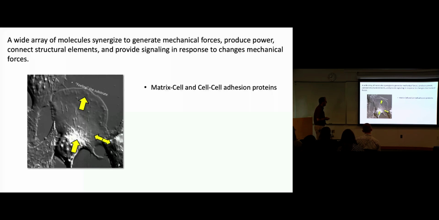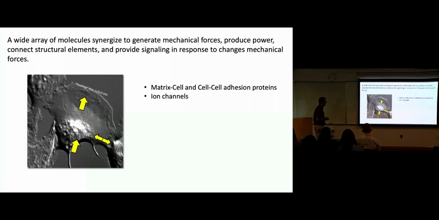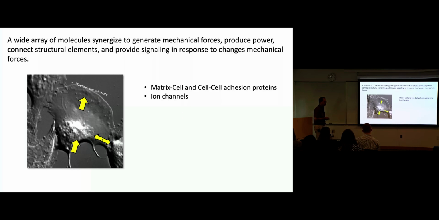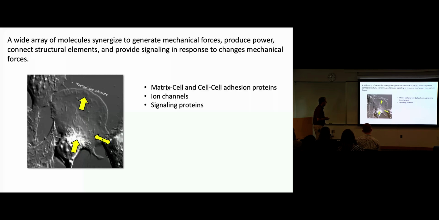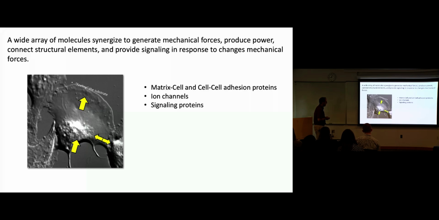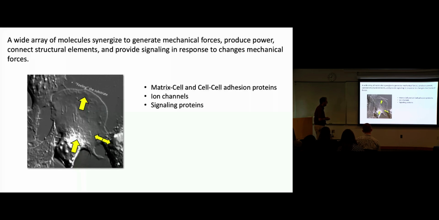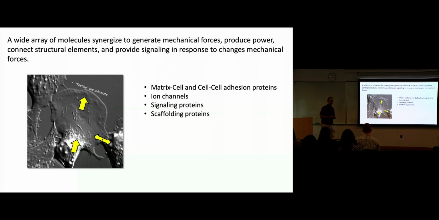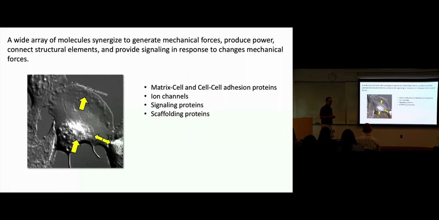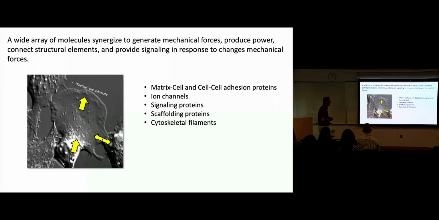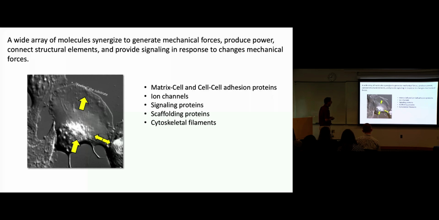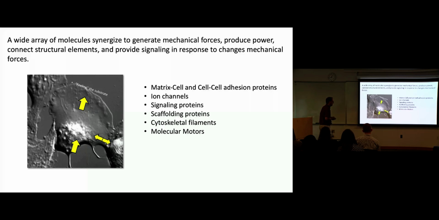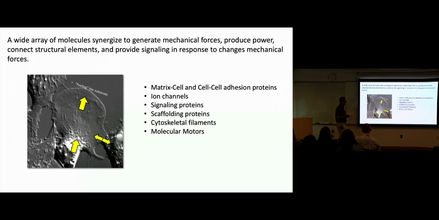And they include the matrix cell and cell-cell adhesion proteins, ion channels, and you're going to hear a lot about ion channels in the recorded lecture after mine. I'm only going to very briefly talk about them. Signaling proteins, so proteins that are responding to what other proteins are feeling and signaling to the nucleus. Scaffolding proteins, so these are proteins that connect all of these other important proteins and act as a signaling hub. Cytoskeletal filaments are polymerizing, driving, pushing this leading edge forward, and molecular motors are really the proteins that power mechanobiology.